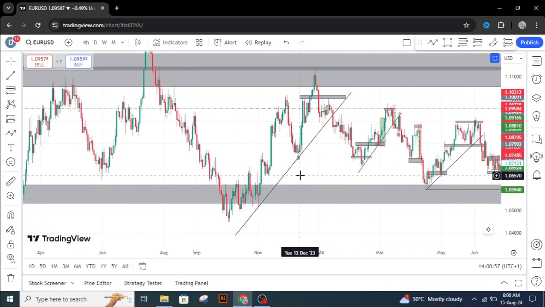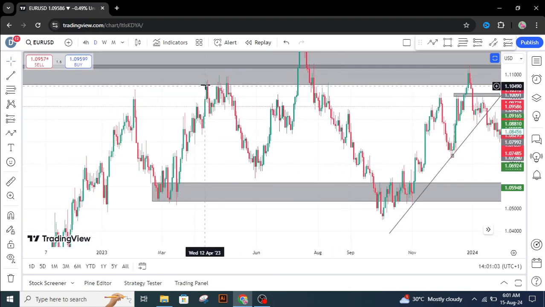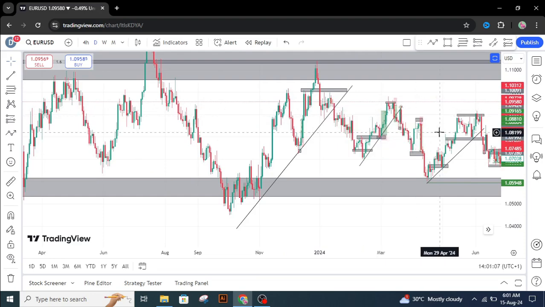Okay, on daily it is showing double top, as you can see here. That is what it's showing. But triple top is something like this: 1, 2, 3. This is triple top. But let's come back to 4 hour.